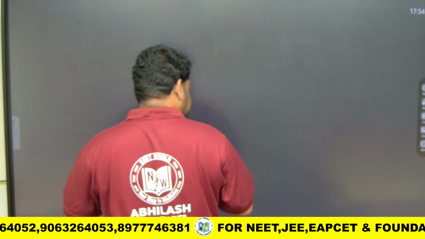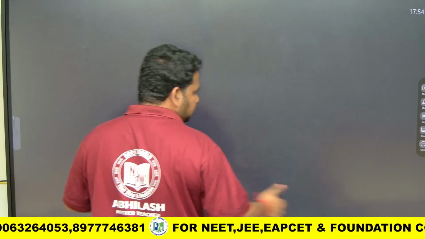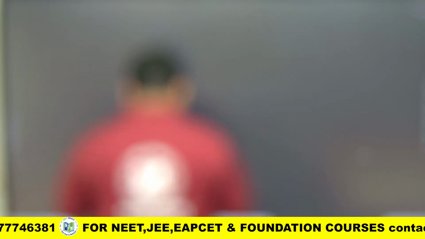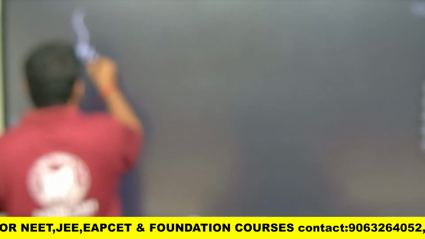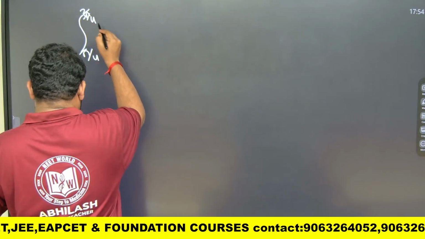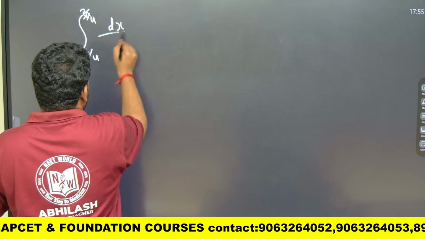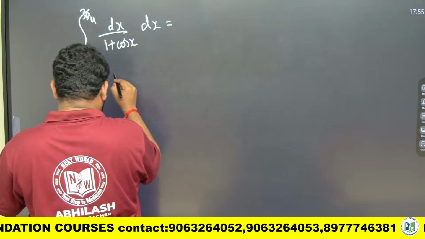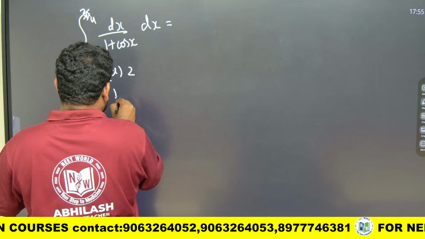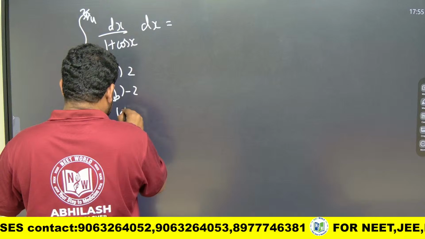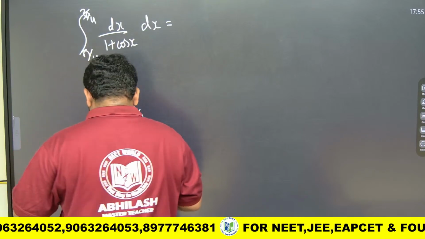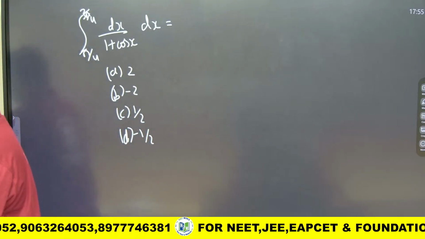One more question, let us take it. See here, the integral from pi by 4 to 3 pi by 4 of dx by 1 plus cos x. So these are the questions that I am writing. Option a is 2, option b is minus 2, c is 1 by 2, and d is minus 1 by 2. These are the options. So these are the questions that we are taking.